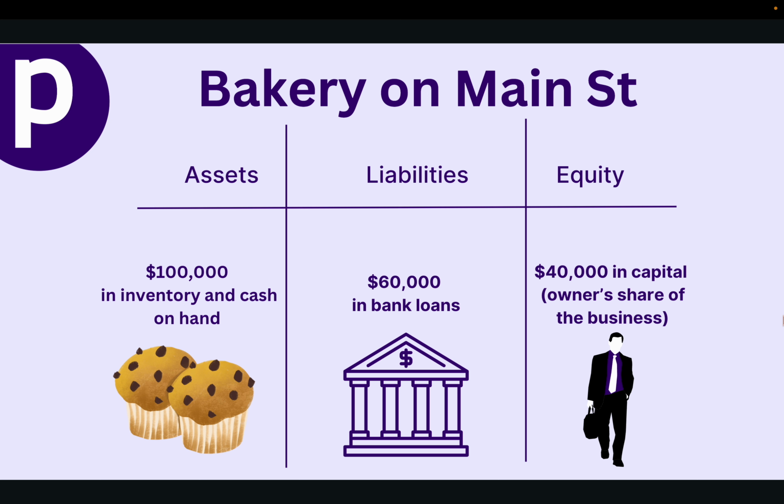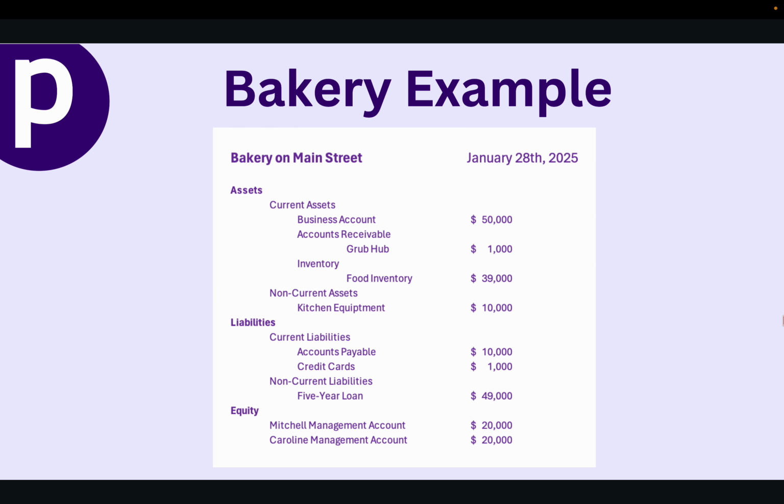Now let's look at this in a typical balance sheet format. So in this example, we have our bakery with current assets including a business account that has $50,000, accounts receivable, which is money that we're waiting on from Grubhub, which is $1,000. Then we have our food inventory totaling $39,000. Those are our current assets.